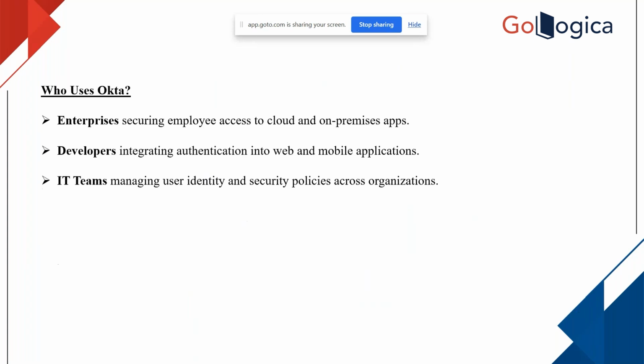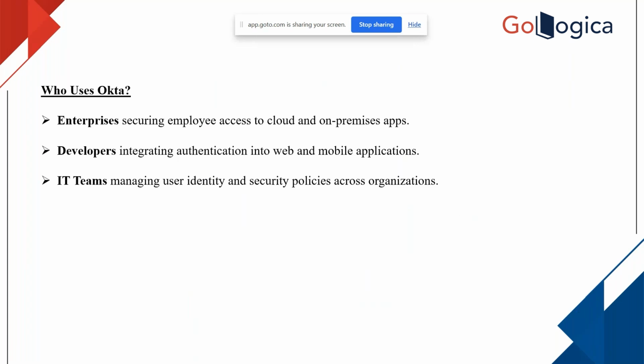Now, who uses Okta? Our enterprises are using Okta, our developers are using Okta, our IT teams are using Okta. Enterprises means they are ensuring employee access to cloud or on-prem applications. Enterprises means the organizations. I'm talking about organizations, whether they sit on the on-prem side or the cloud side.